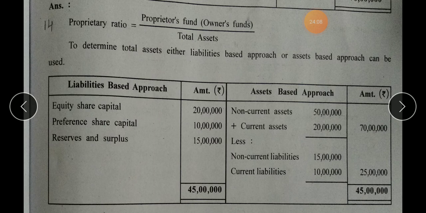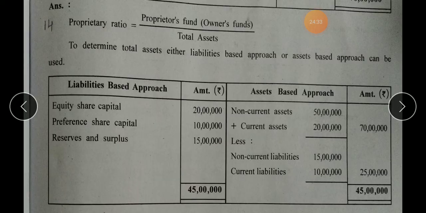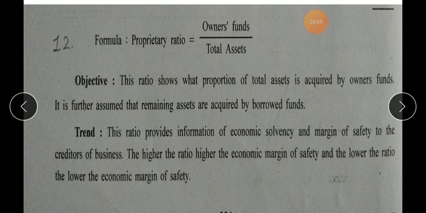So putting these figures in this formula, of course, proprietor's funds upon total assets, 45 lakh upon 70 lakh, is 0.64:1. Yes. So out of total assets 1, 0.64 is from owner's fund. So remaining is borrowed funds as the point is indicated here.